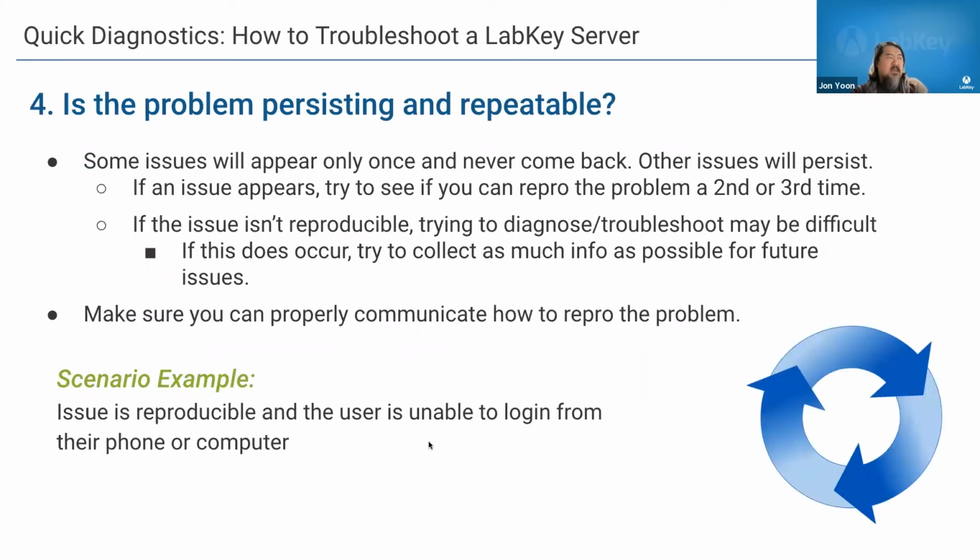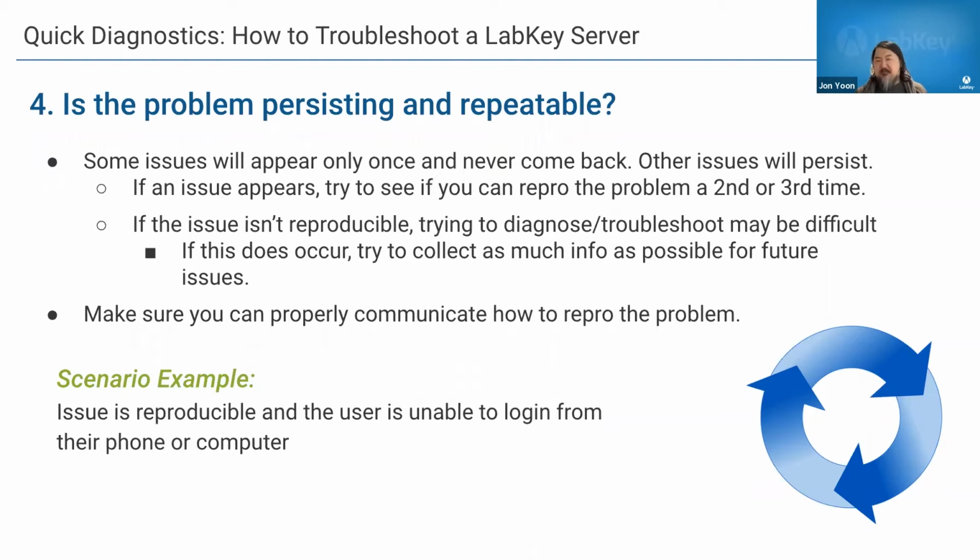So the next thing, is the problem that you or the person is experiencing repeatable? Is it persisting? Some issues, as I said earlier, only appear one time and then they never come back. Those are really hard to troubleshoot, especially when you can't invoke the same problem again. Other times, and this is usually the case, if you get an error message or some weird behavior, you can usually cause that error or problem to come up again, repeating the same steps that you did before to lead to that error or problem.